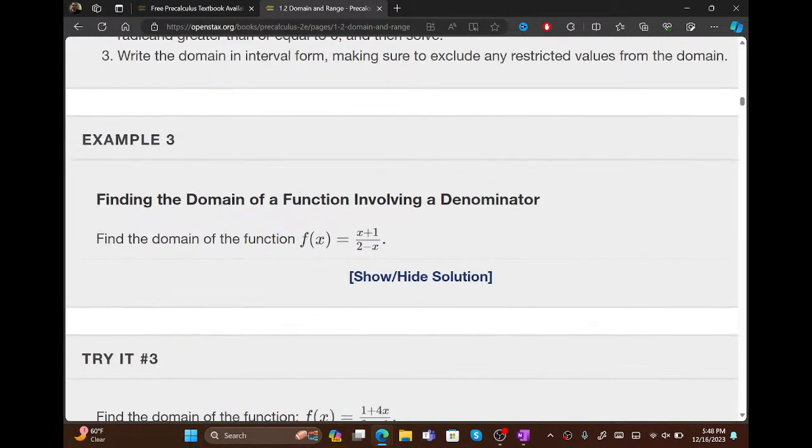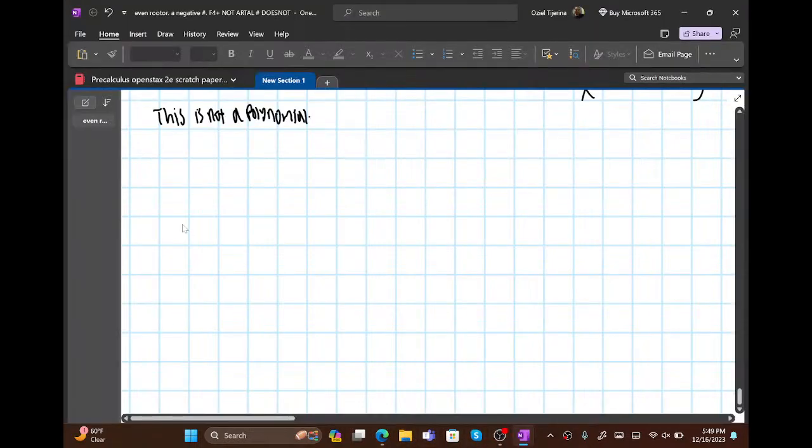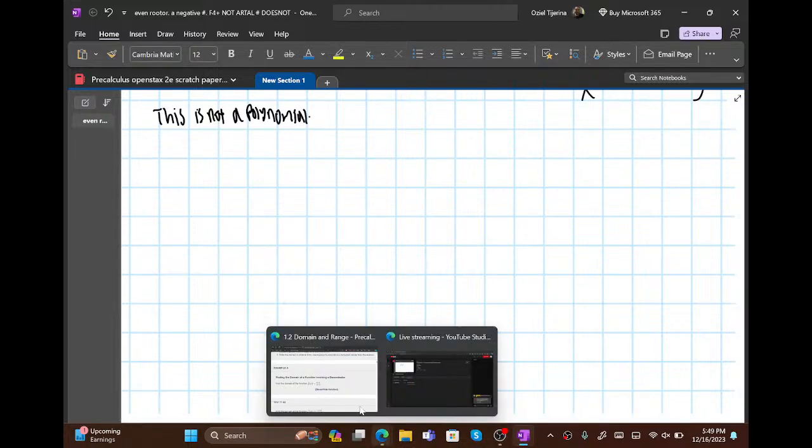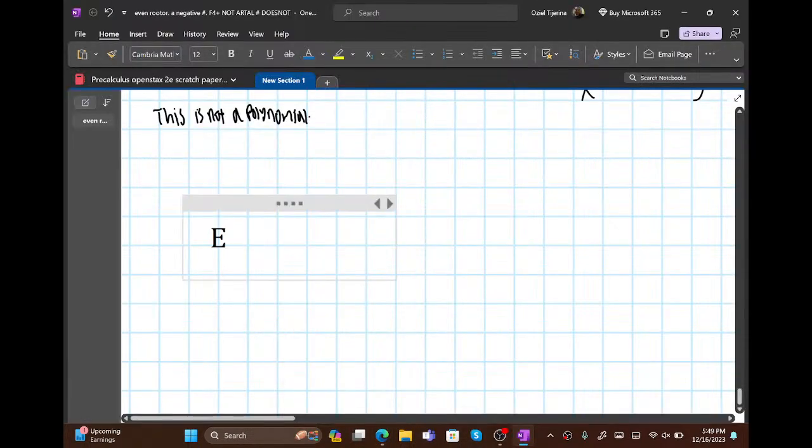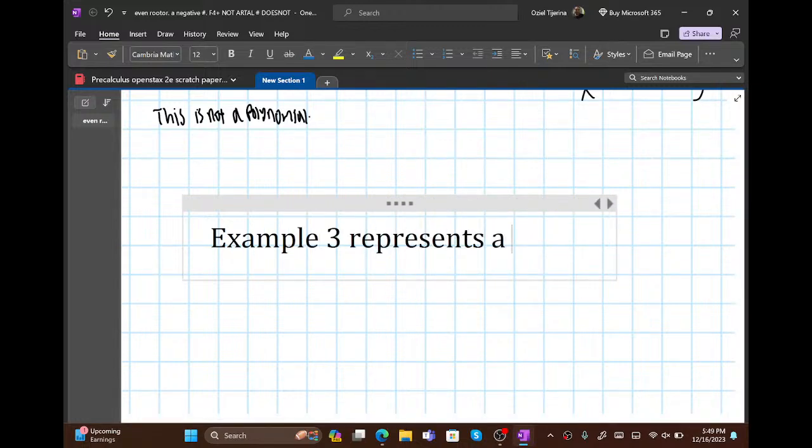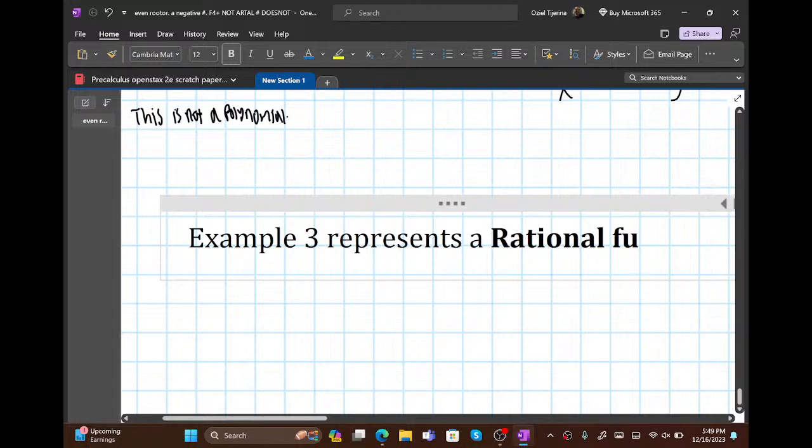Now we want to go ahead and do the next one, where we are given a fractional one, with an x in both the numerator and denominator. What we call this, guys, and what example is this again? I'm sorry, example 3 represents a, and I'm going to just put this in here, rational function.